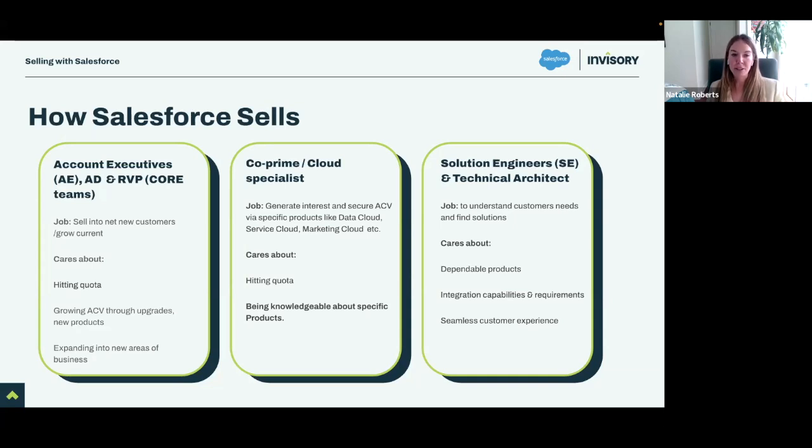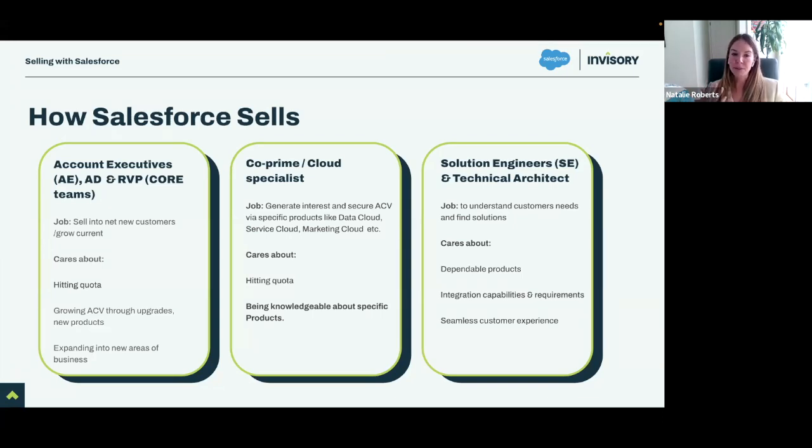So their product knowledge and understanding is typically going to be a mile wide and an inch deep, meaning that they don't need to have as in-depth of knowledge about each specific product, because they have co-primes or cloud specialists that they can bring in to be the expert on that product. So co-primes and cloud specialists sometimes have a lot more accounts than a core AE, and they're brought into the account when that core AE identifies an opportunity for them to sell their product.